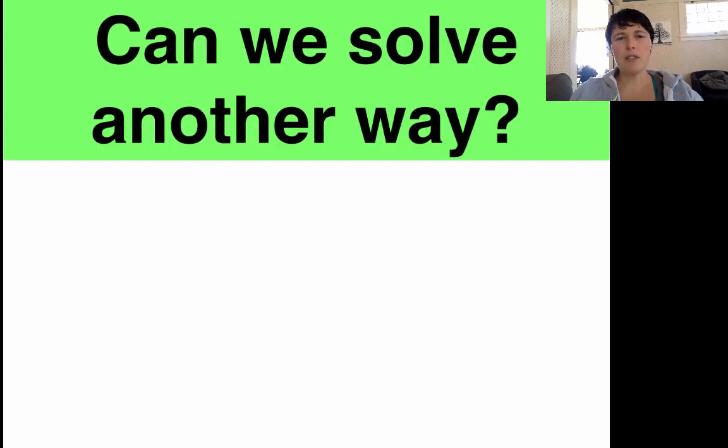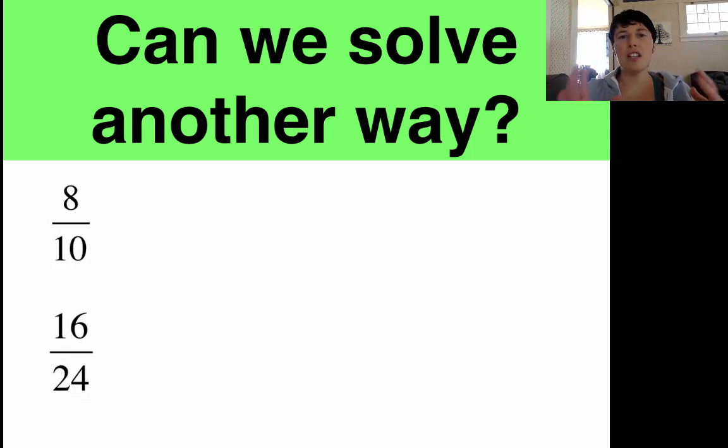But can we solve it another way? Can we have another strategy? Do we always have to simplify our fractions? And the answer is no, there are other ways. Watch how I could have done this problem a second way. 8/10 and 16/24 are fractions. And in algebra, what do fractions mean? Fractions mean divide. 8/10 actually means 8 divided by 10.